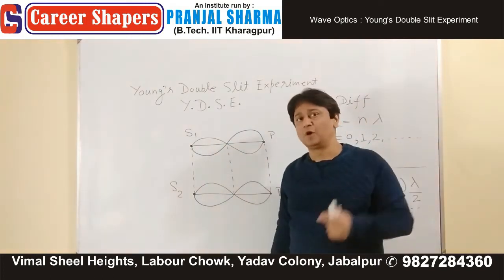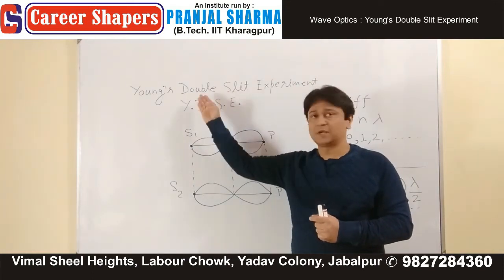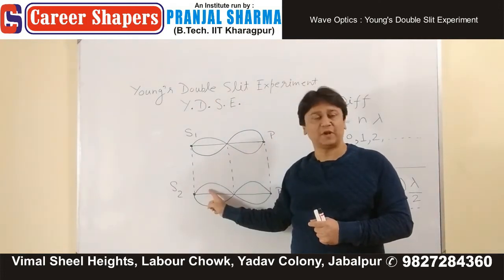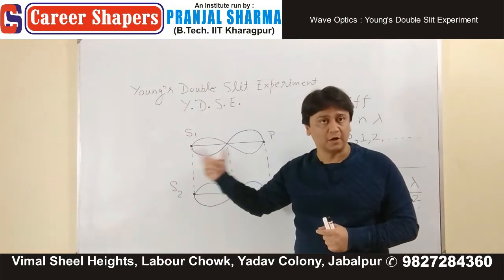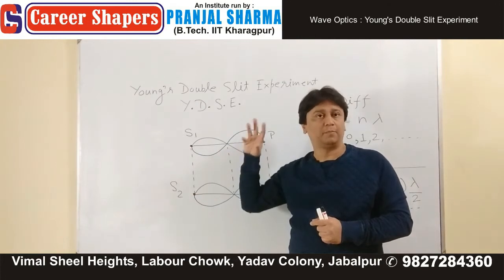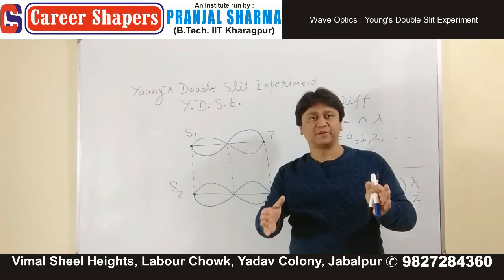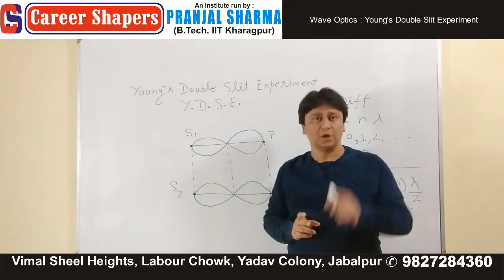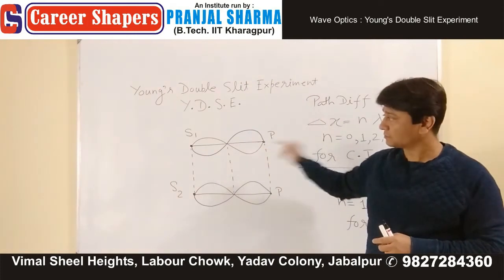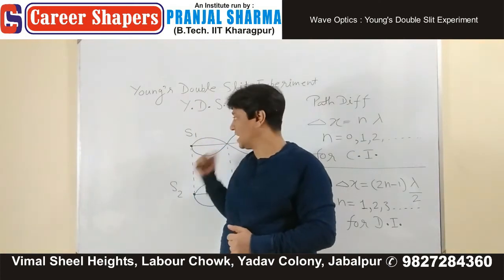There is a technical word for this which is called coherence. This double slit makes sure that both waves coming from S1 and S2 are coherent. Coherent means they always maintain a particular phase difference between them, and this phase difference never changes. We'll write all these things, but just wanted to explain the meaning of coherence with the help of this example.